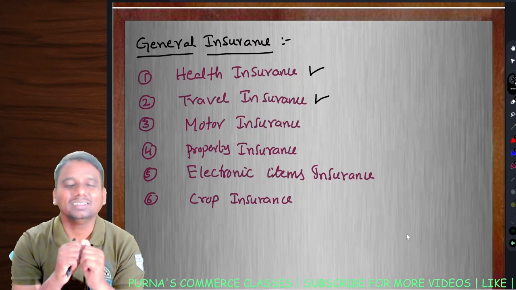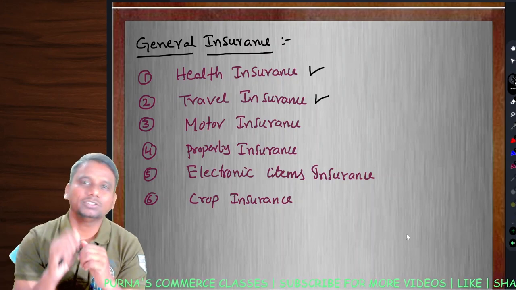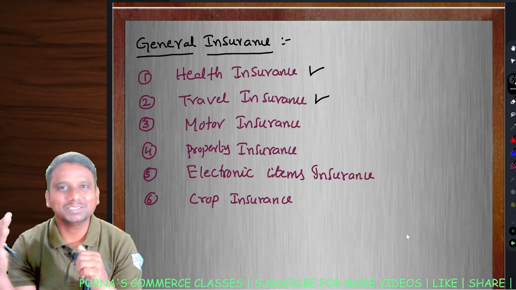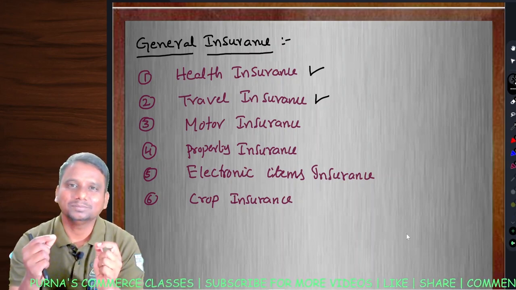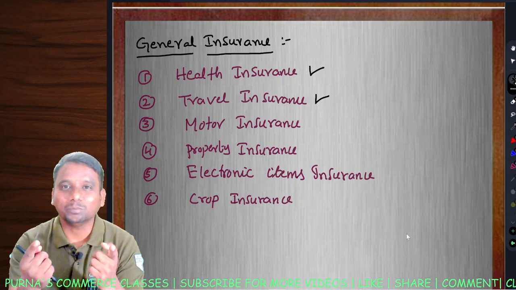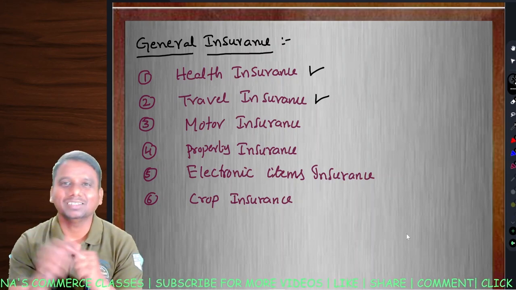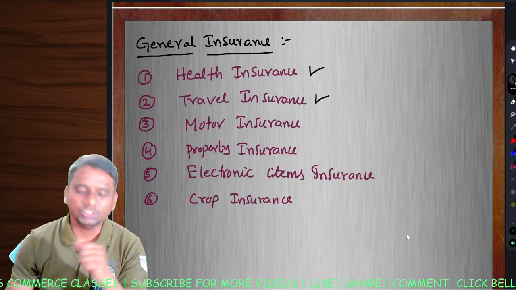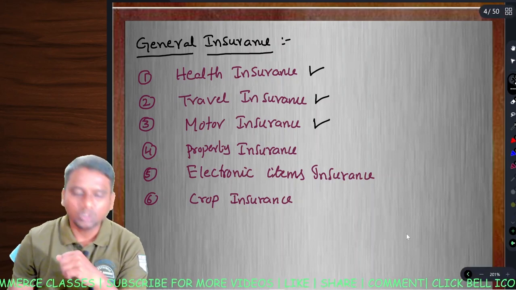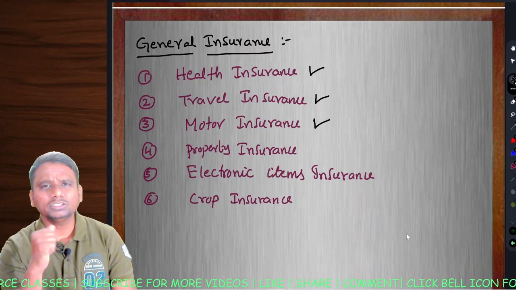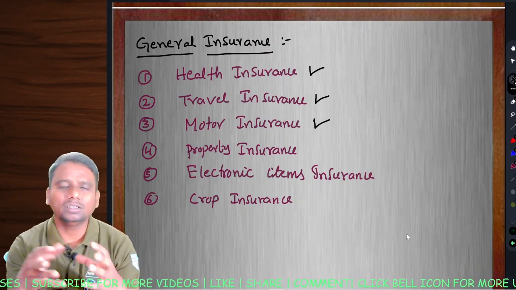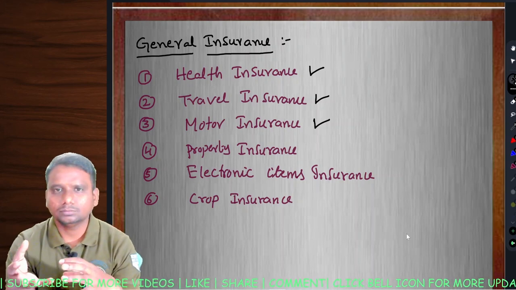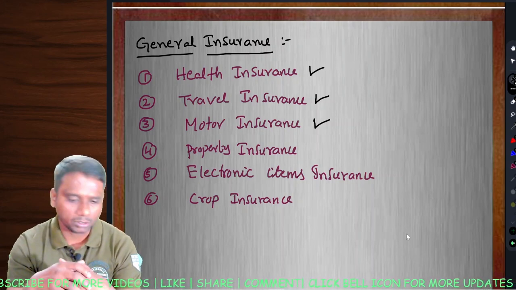Even if you are traveling by aeroplane and anything happens, the insurance company pays compensation, not to you but to your nominees. So this is travel insurance. At the same time, motor insurance. You have seen bike insurance, car insurance, any four-wheeler or any motor vehicle. So, you can take insurance on motor vehicles.